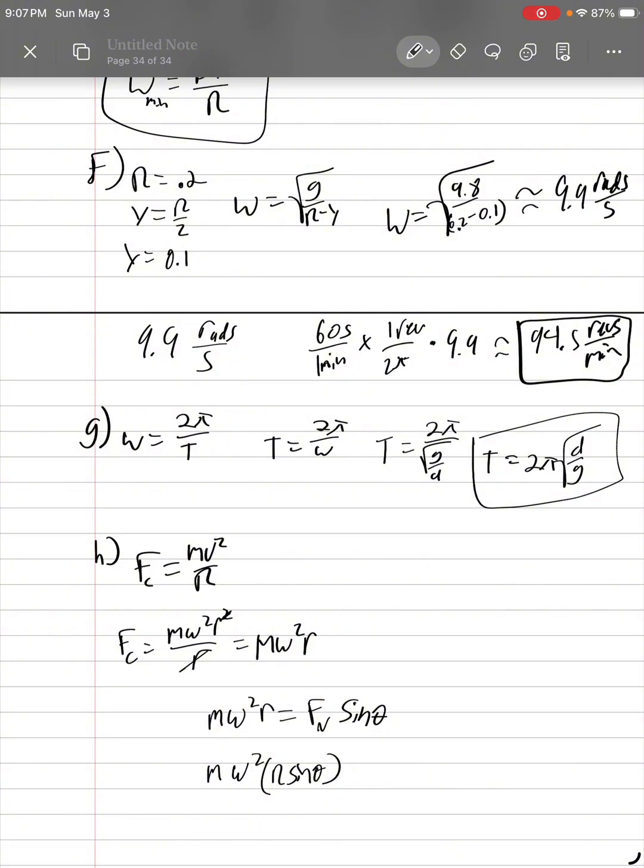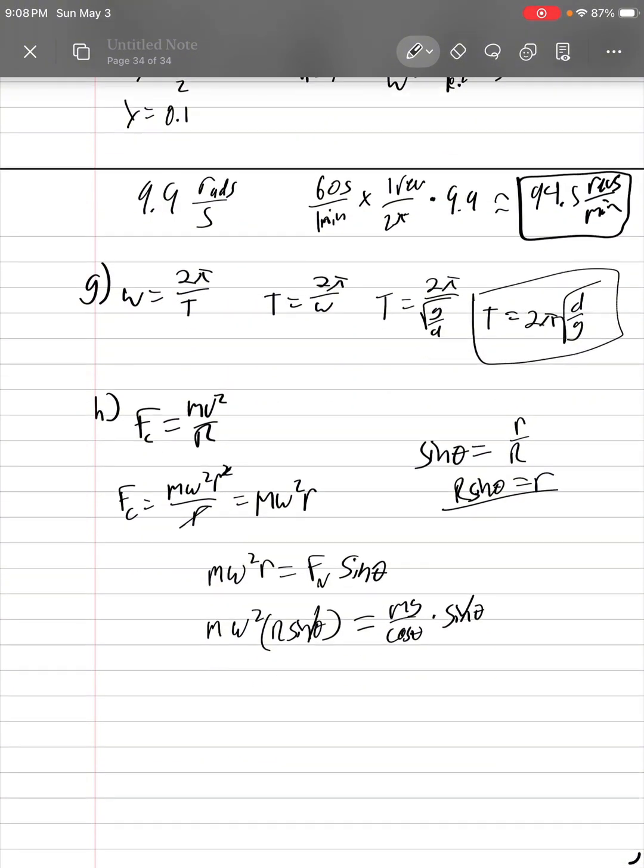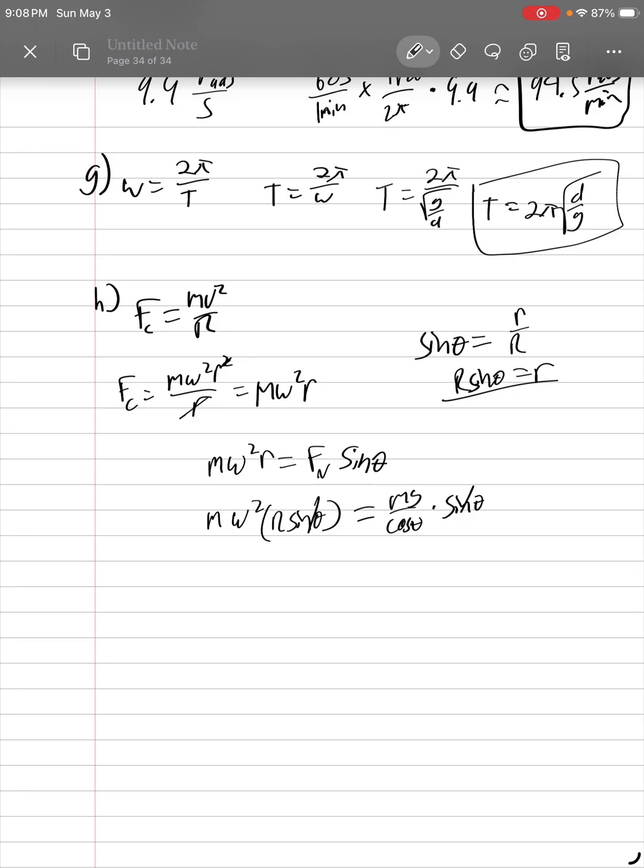which we've solved for before. And as we know, that little r value is the same as R sine theta due to this. And so we could set this all equal to mg over cosine theta times sine theta, which we found in a previous part. And we could just cancel out our sine thetas. And we can also cancel out our masses.